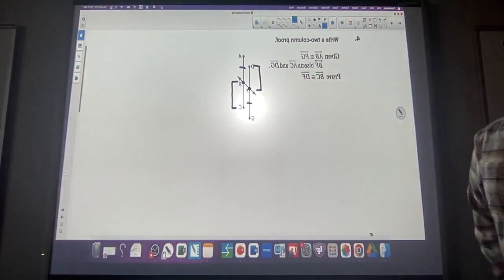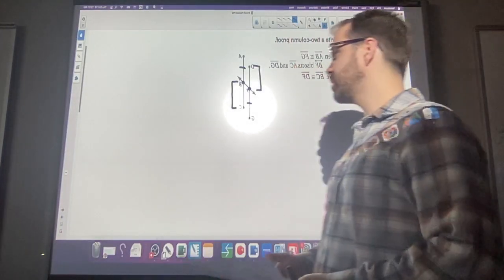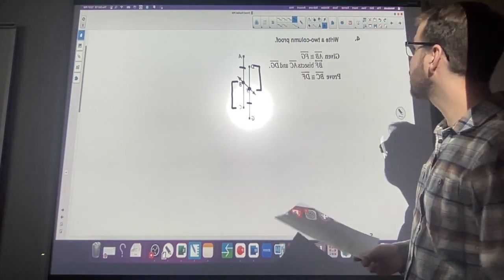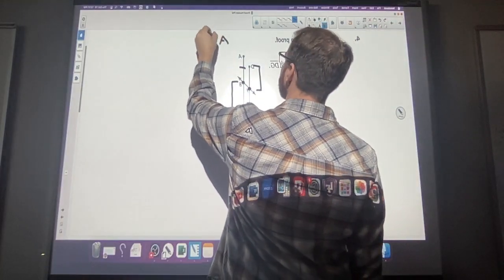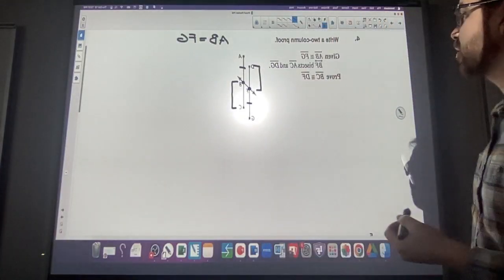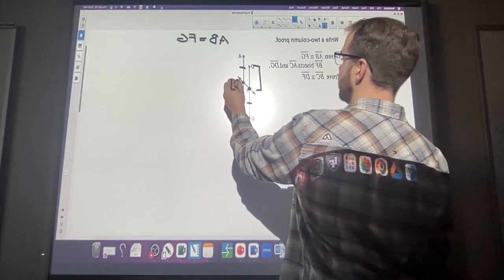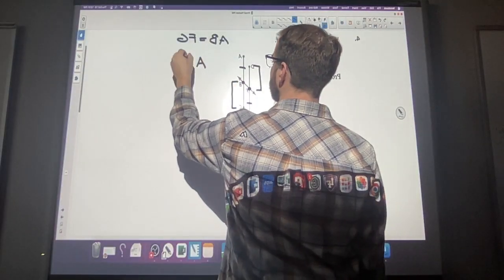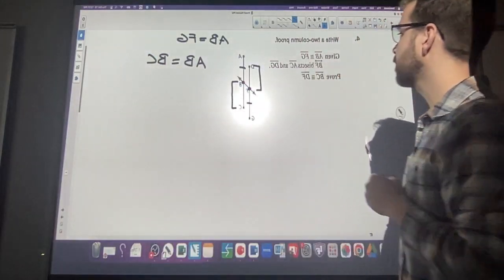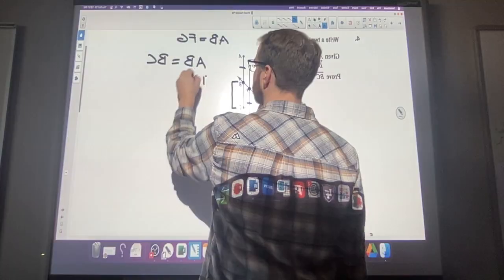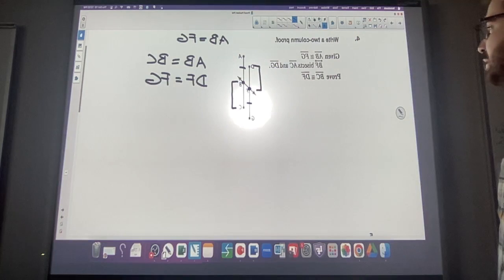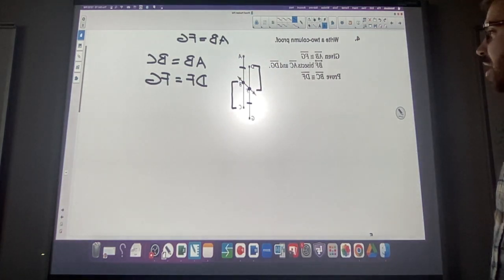All right, well, let's list our information and see what we can do with that. The first thing we're going to list is our given. We'll write our given up here. So AB equals FG. We know that to start with. And then we know some midpoint facts. So we know that B is a midpoint, so AB equals BC. And we also know that DF equals FG. So that's all we have to start with, but we can work from there.